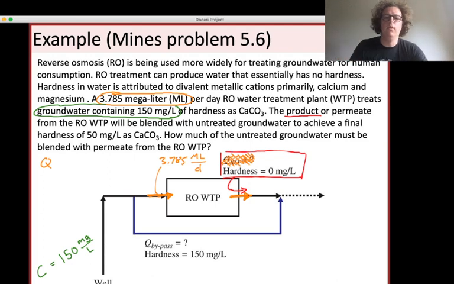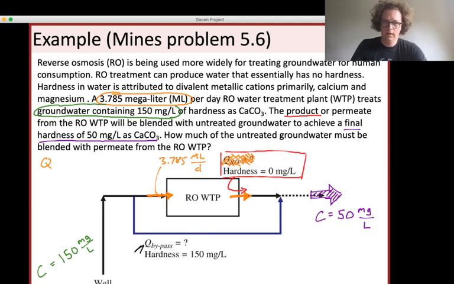This is not something you would know at this point in the class, but what comes out of a treatment plant like this has a concentration of 0 hardness. That's what they mean in the problem when it says the product or permeate. And ultimately, the way this plant works is that you are going to make this perfectly pure water in your reverse osmosis plant. Then you're going to take some water that hasn't been treated and bypasses the plant, and that's the blue arrow in the diagram. And the idea is at the end of the day, you want to mix those two together and end up with a concentration of 50 milligrams per liter.